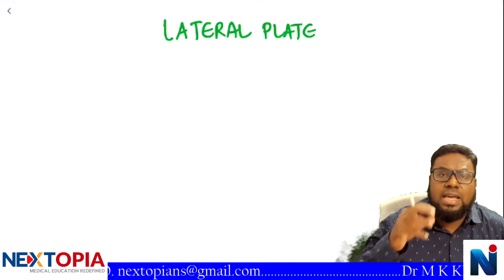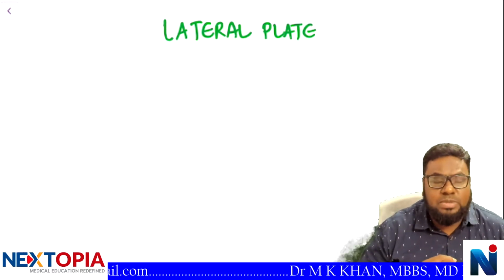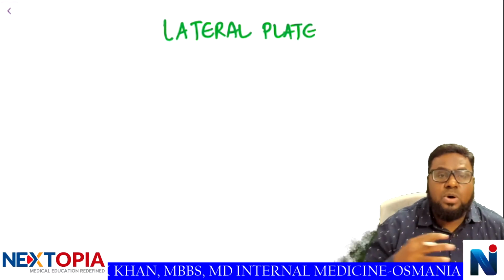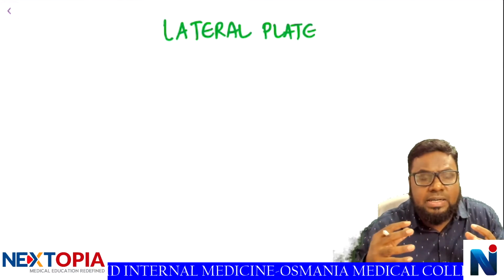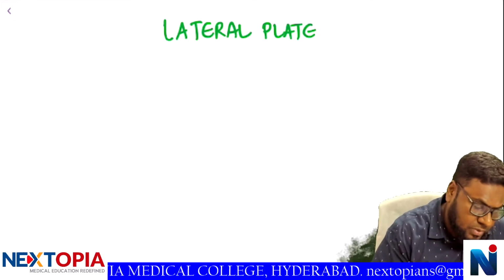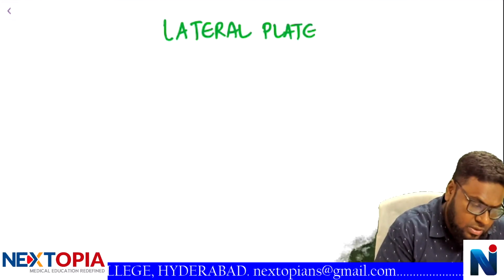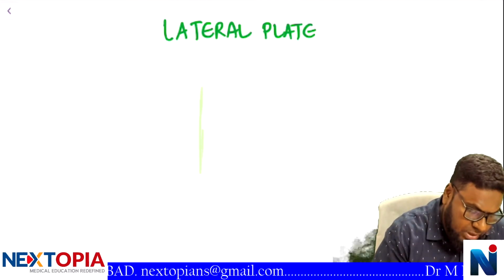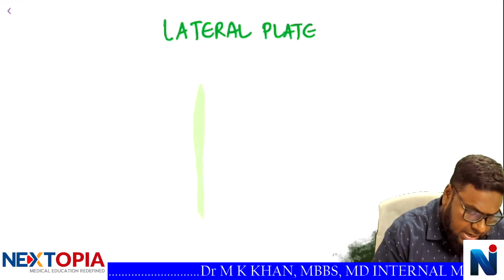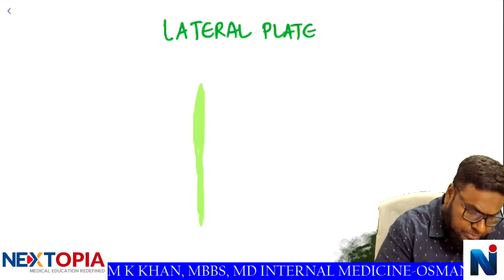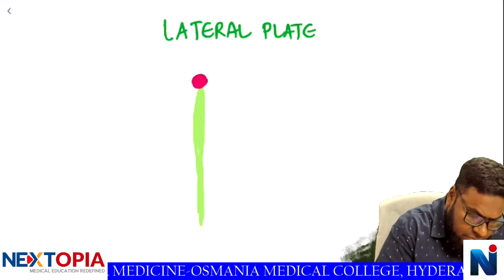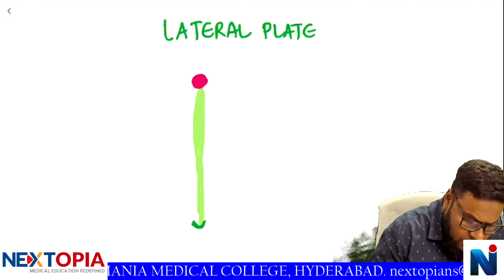Small cavities are formed in the lateral plate mesoderm. These cavities come close together and form a large cavity. So I told you that this is the notochord. Say suppose this is the developing notochord. What is in the head end portion of the notochord? We have got the primitive knot. What is in the tail end of the notochord? We have got the cloacal membrane.